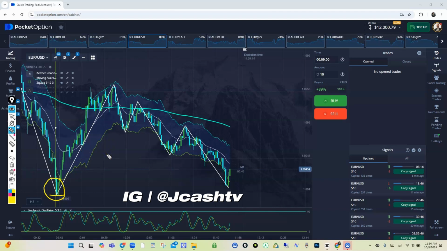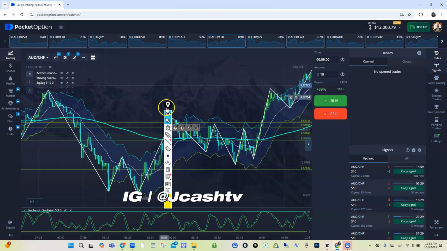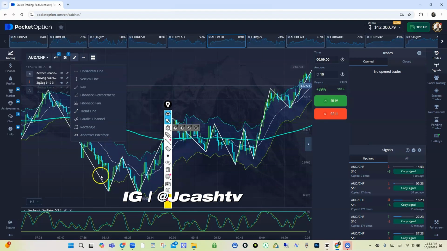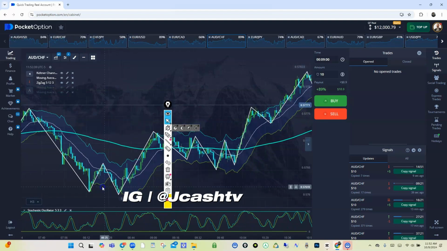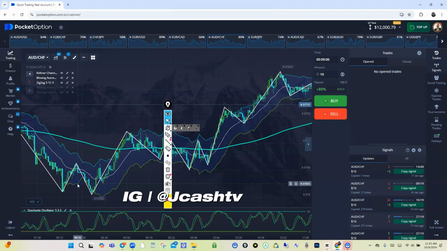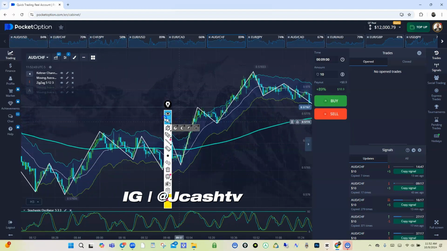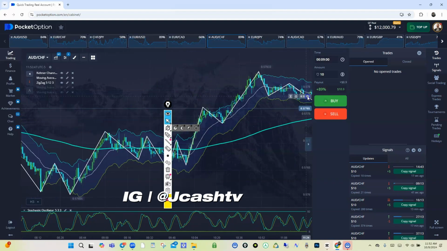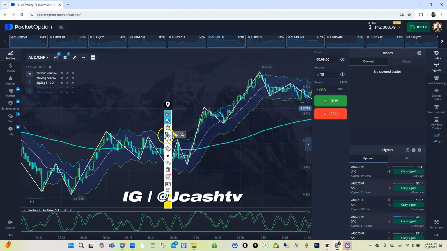You know what I mean? So this one was just outside the Keltner. You want to make sure everything lines up. Okay, remember, the only time we jump straight in is when it's outside the Keltner. After that, if it continues to go against you, this is what you're looking for. So let me give you an example.